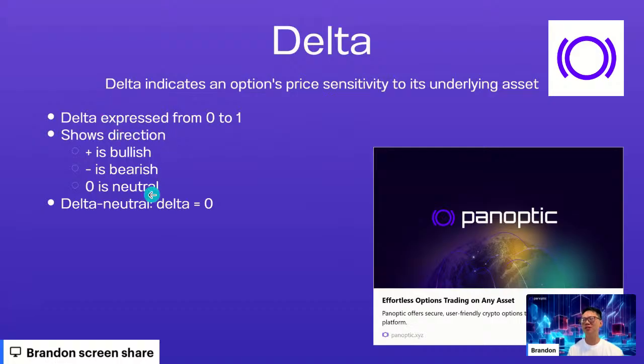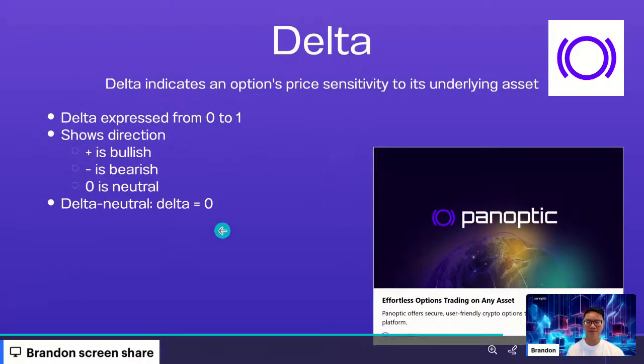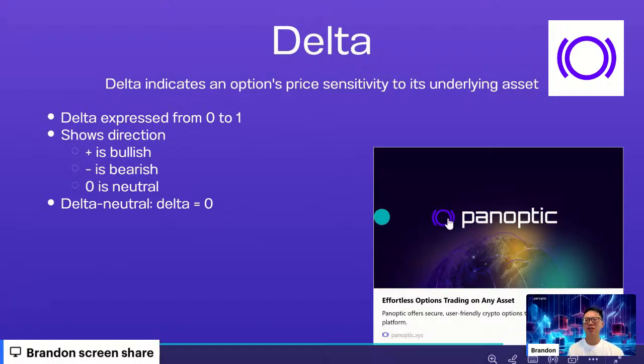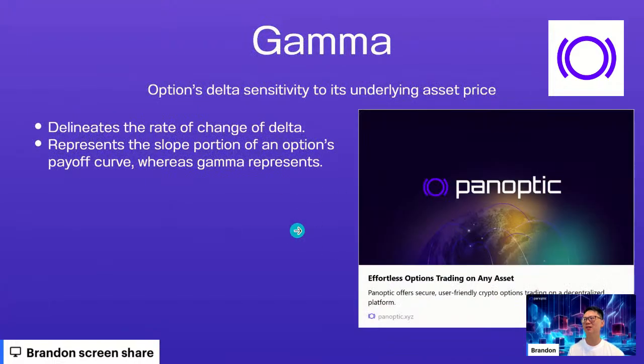With options, you can choose your delta, which means that you can choose how much exposure you go. You can choose to be bearish on the asset. You can even choose to be neutral on the asset, so that if anything happens, it doesn't affect your portfolio. So you can learn more about this, of course, on our website.